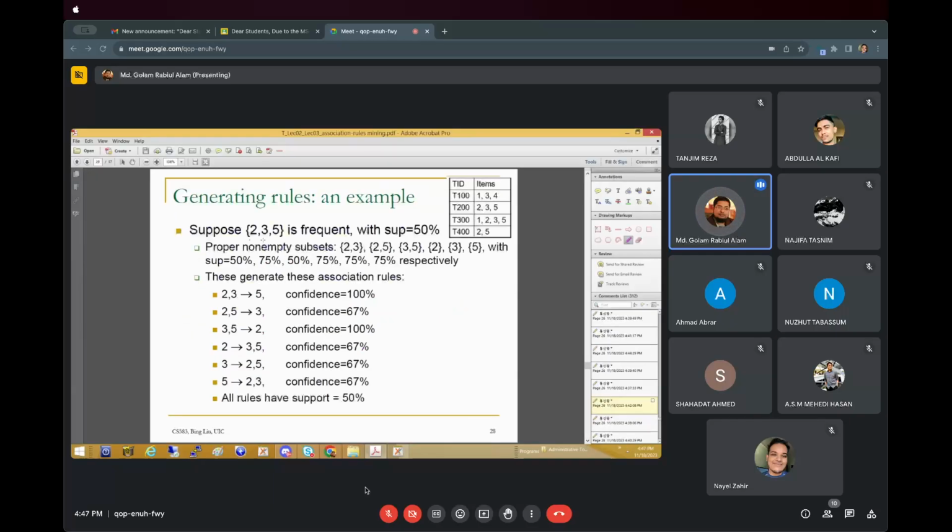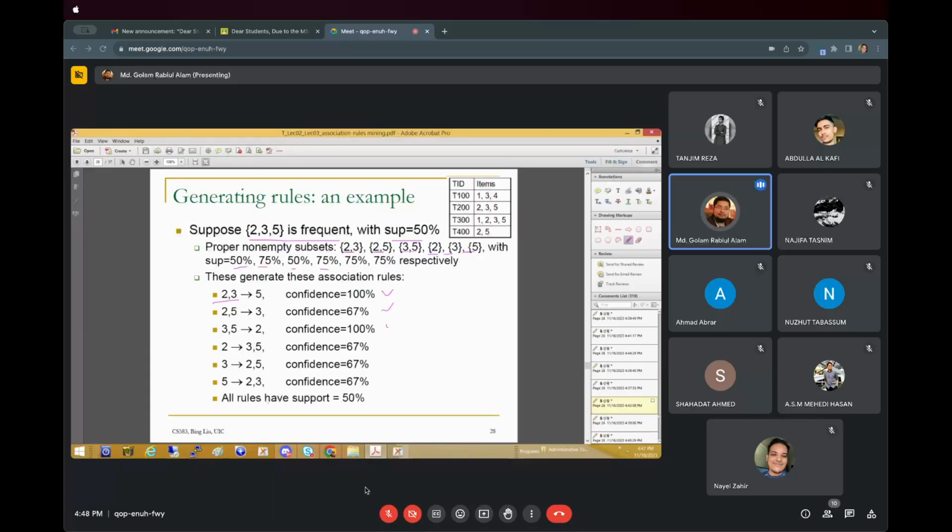So suppose this is our frequent item set. The proper non-empty subsets could be 2, 3, then 2, 5, then 3, 5, then 2, 3, and 5. These are the possible proper non-empty subsets. And their support is 50%, 75%, 50%, and correspondingly we can easily calculate the confidence: 100%, 67%, 67% like this.